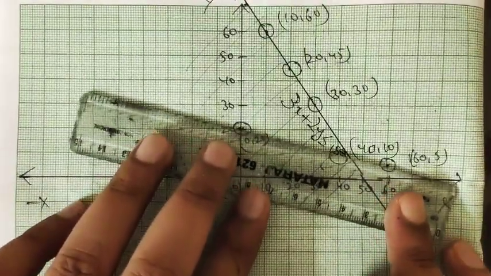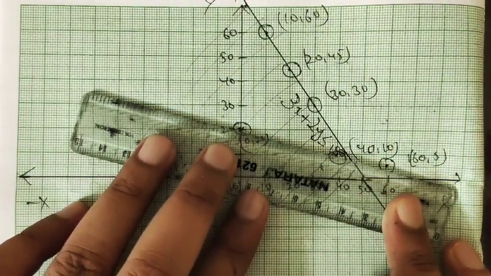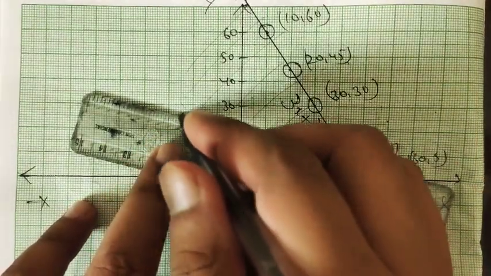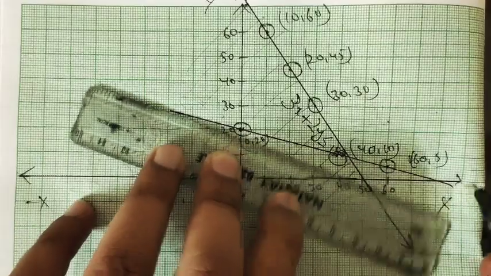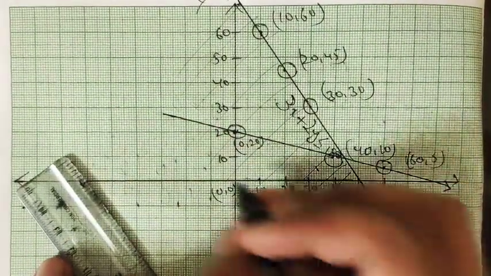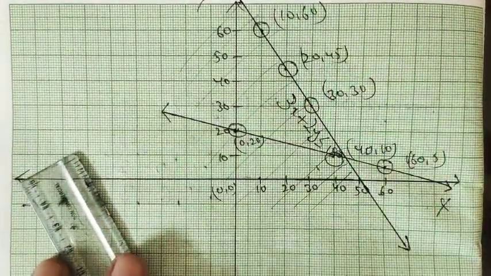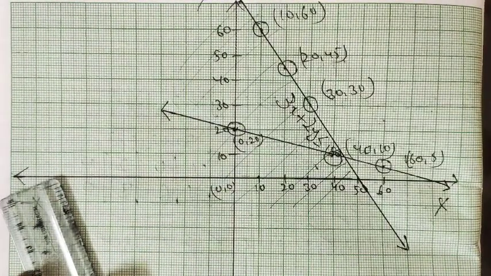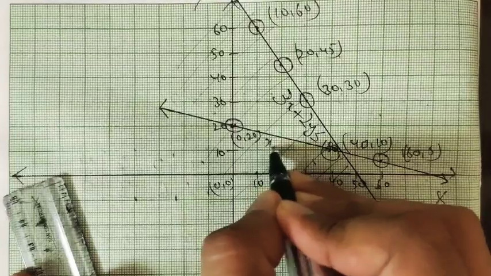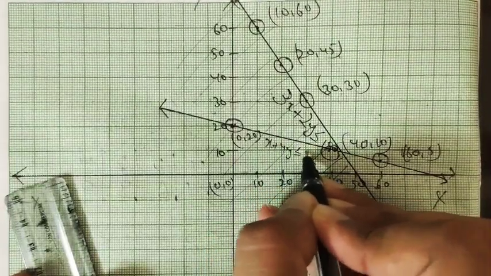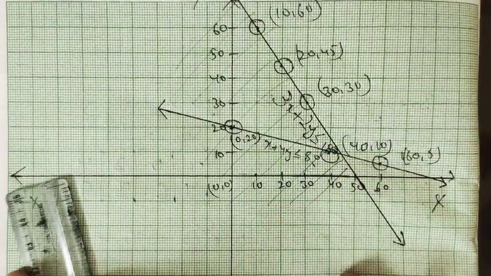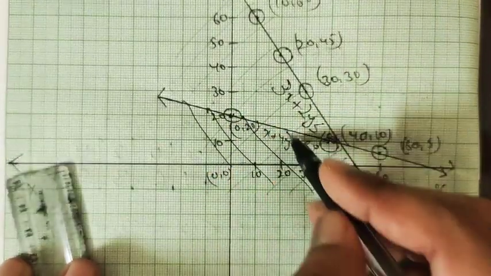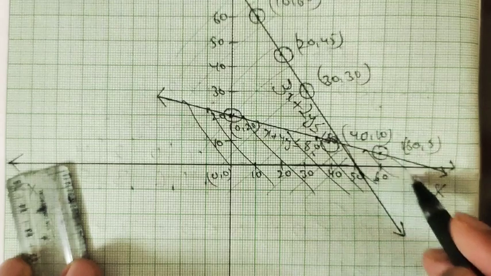Let's join this line also. So in this way, the equation of the line is x plus 4y is less than or equal to 80. So the condition is true, that means we have to take the below portion here also. So the below portion is this one.